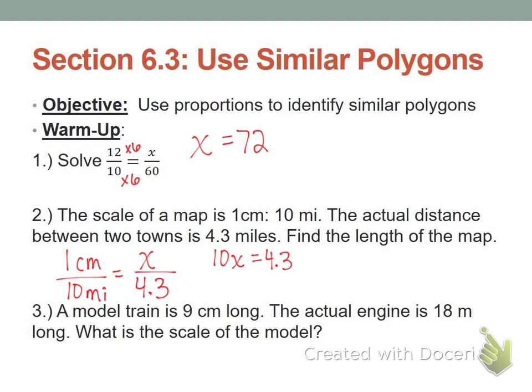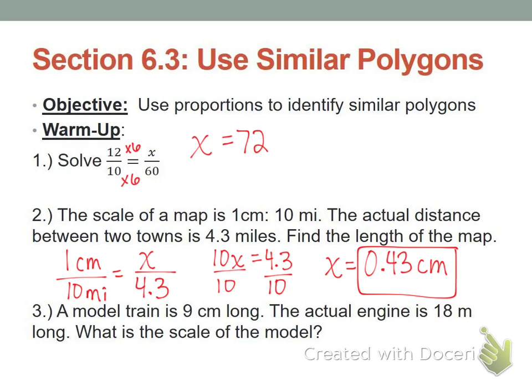Last thing we would need to do to solve this, divide. So what does x equal? Good, 0.43 centimeters. Make sure that you are always putting a label where it is appropriate.